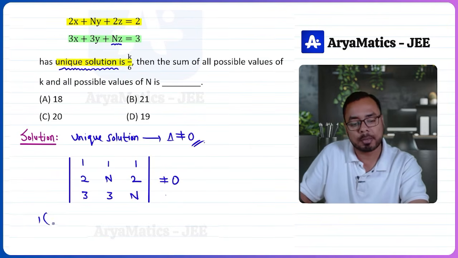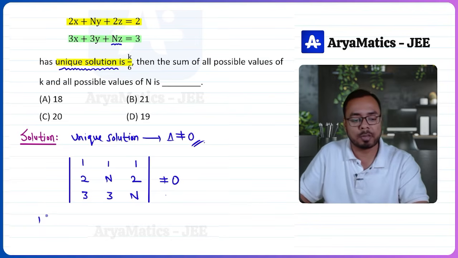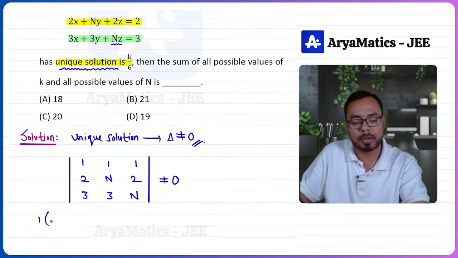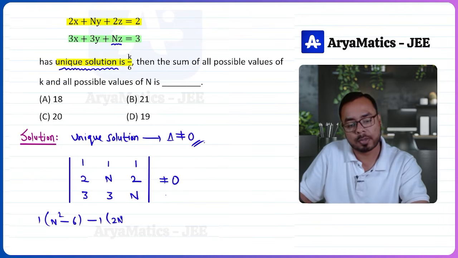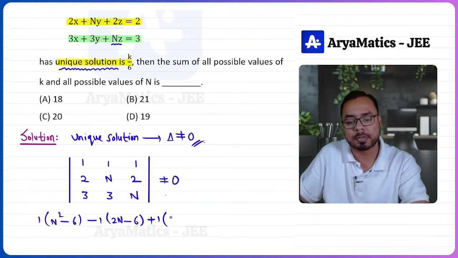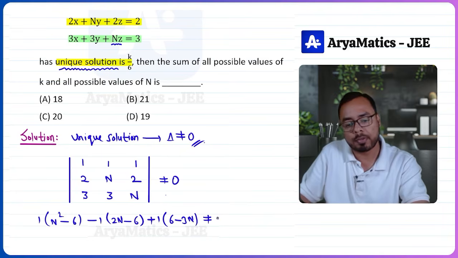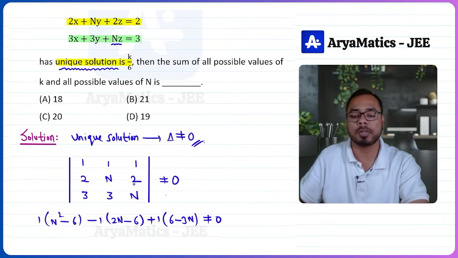It will not take much time. If I expand along the first row, then we are going to get 1 into (n² - 6 - 1) into, and then we have (2n - 6 + 1) into, and then we have (6 - 3n). So this is the determinant of the coefficient matrix, and this should be non-zero.